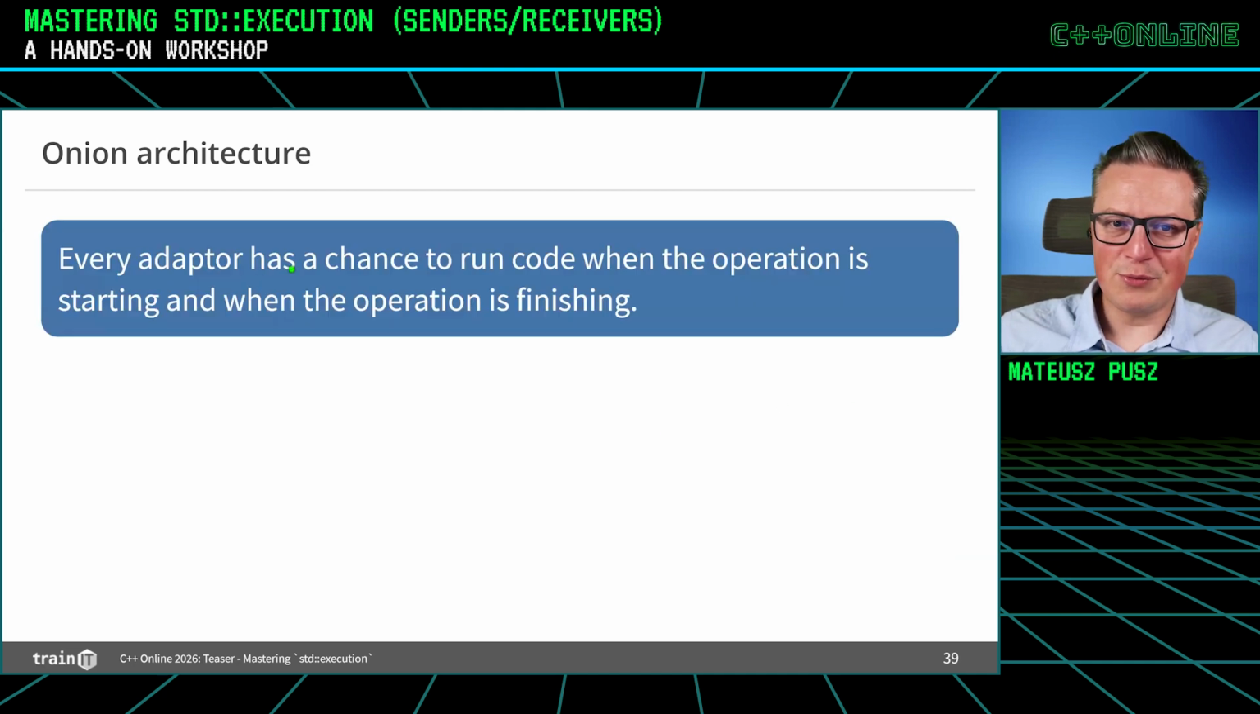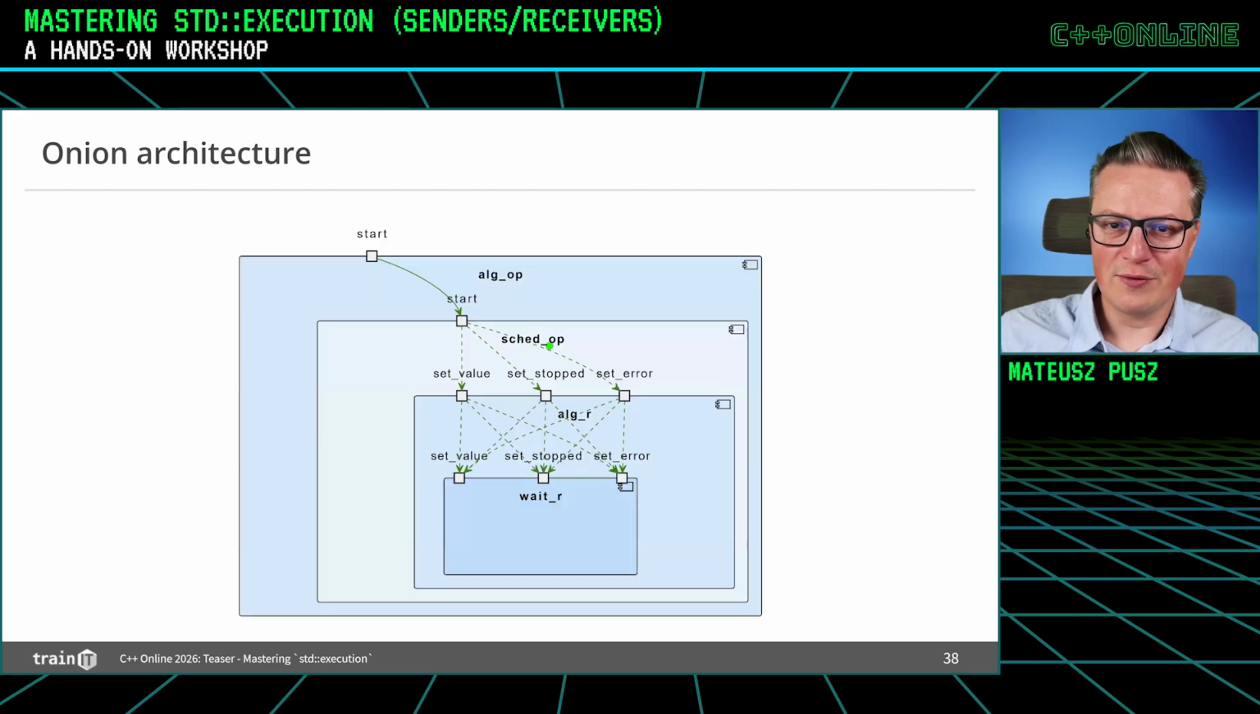Notice that also every adapter has a chance to run code when the operation is starting and when the operation is finishing. Right? So an adapter will be like this one. This is the operation state for the adapter, and this is the receiver for the adapter. We can do some operation before starting the next block, and then we can do some operation when we get actual input from the previous block.